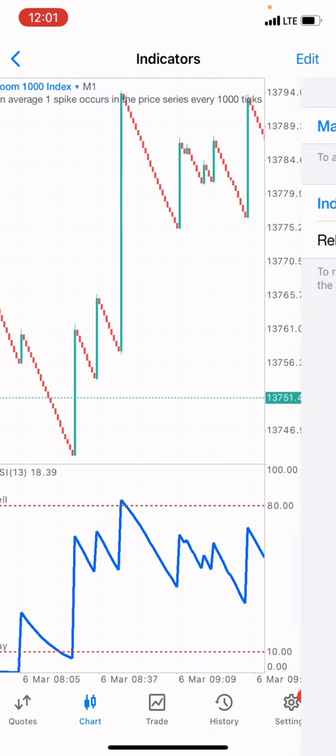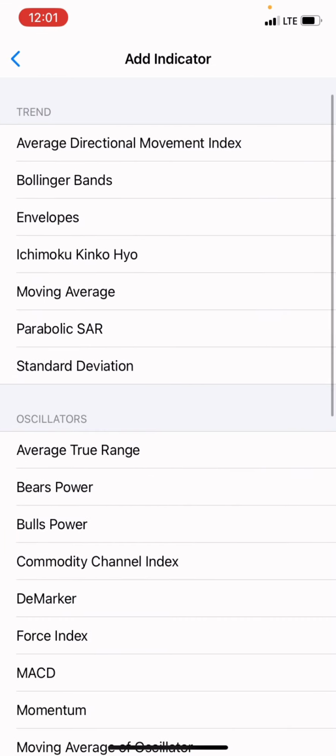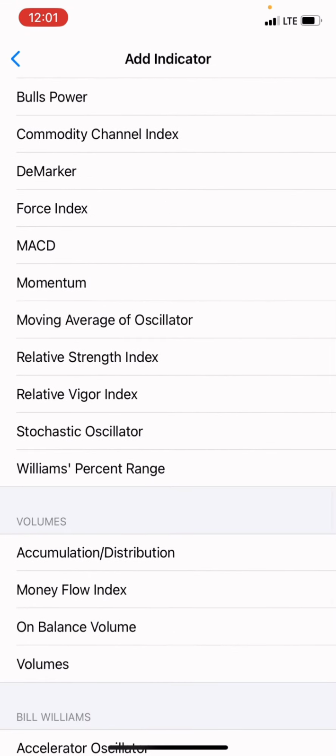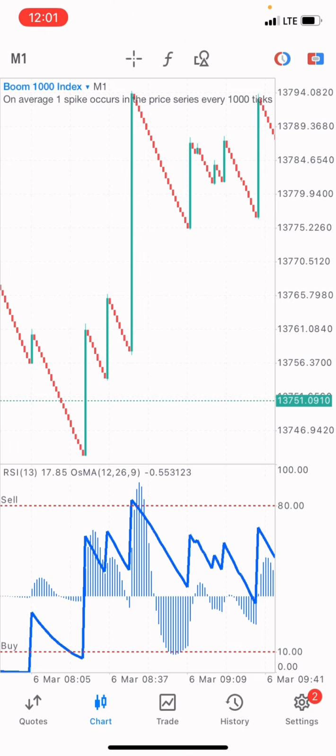We're going to add the moving average of oscillator on indicator window 1. All right, now look for the moving average of oscillator right here, and we're going to put the fast EMA on 12, the slow EMA on 26, while the MACD SMA is going to be on 9. All right, then we don't add any levels right here while we're using the style on 2 pixels. We're using 2 pixels for the moving average of oscillator parameters. Then we're going to click on done.